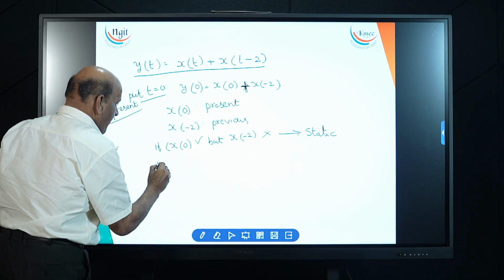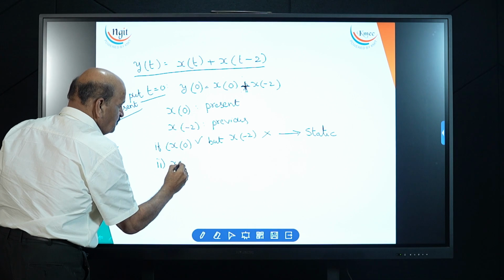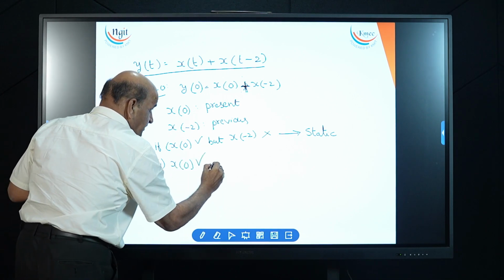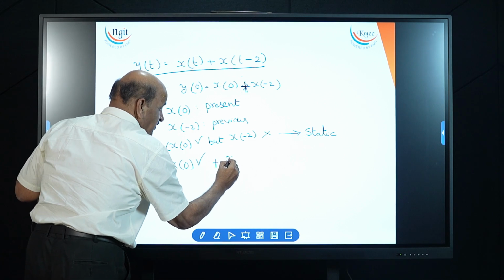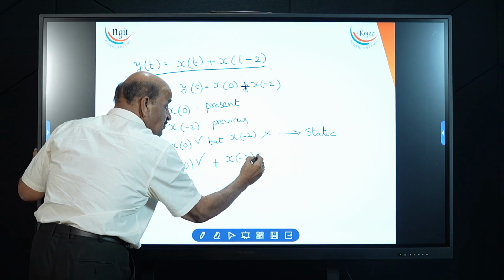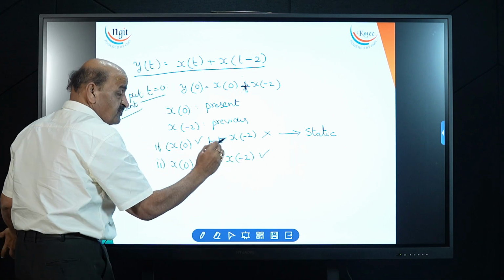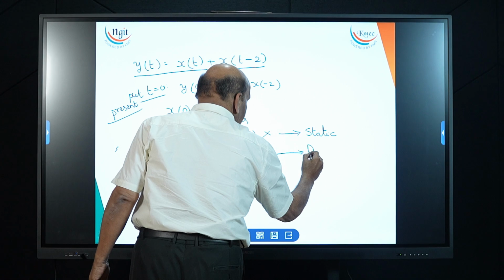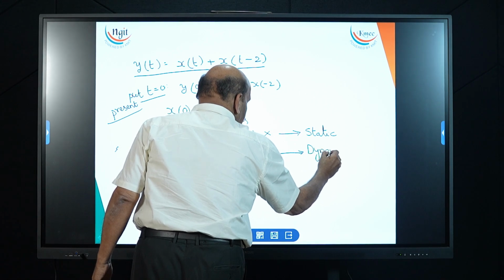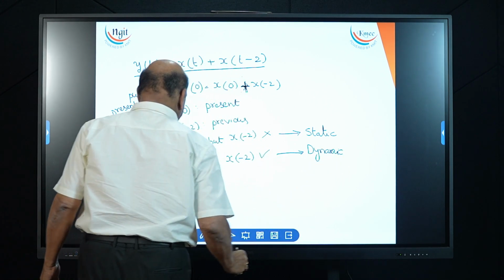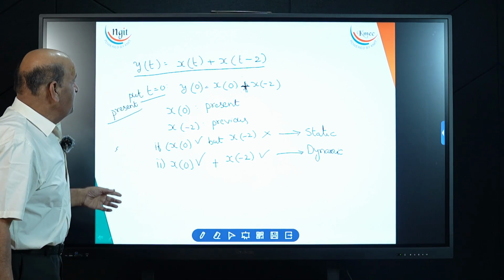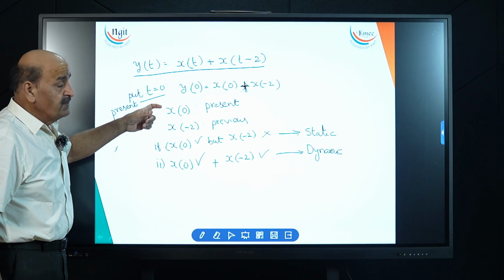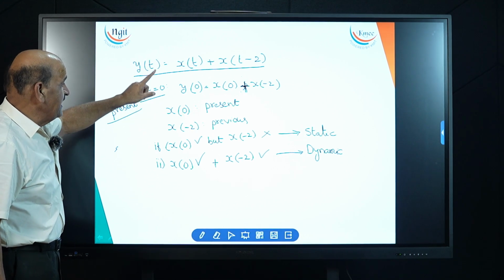Second case, if x of 0 is responding, and in addition to that it is responding to x of minus 2 also, both are accepting, responding. In that way, the system is called a dynamic system. So this is the mathematical description of any mathematical equation, especially with respect to static and dynamic systems.